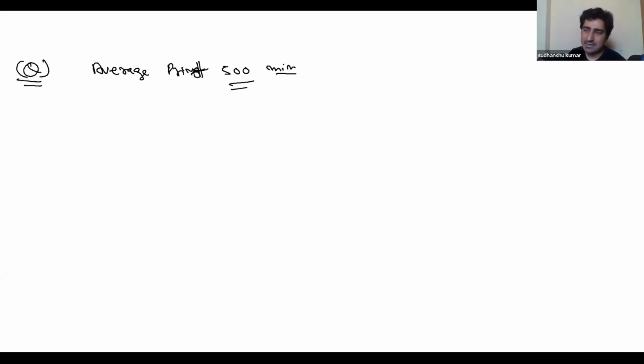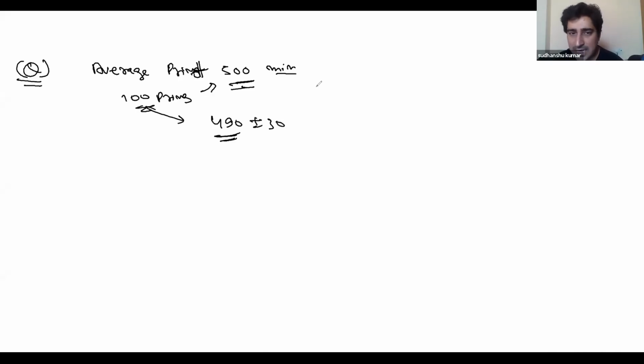So the printing capacity of the sample we are able to find out is equal to 490. Suppose I have tested these things on 100 printers to test this claim. The claim is this much, but when I tested with 100 printers, it is telling me that no, it's 490, with a standard deviation of 30. So on average 490 plus 30 and minus 30; within this range, all the printers are giving me output.